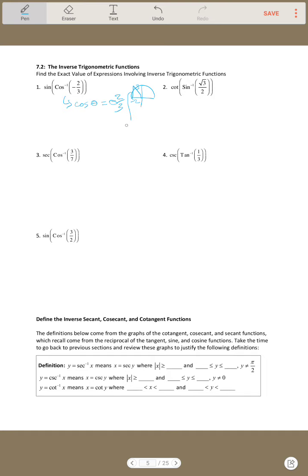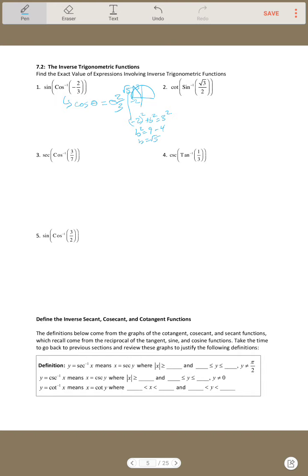So using Pythagorean theorem, we've got negative 2 squared plus b squared equals 3 squared. So b squared will equal 9 minus 4. And so b would equal root 5 then. So we know that this side is root 5.